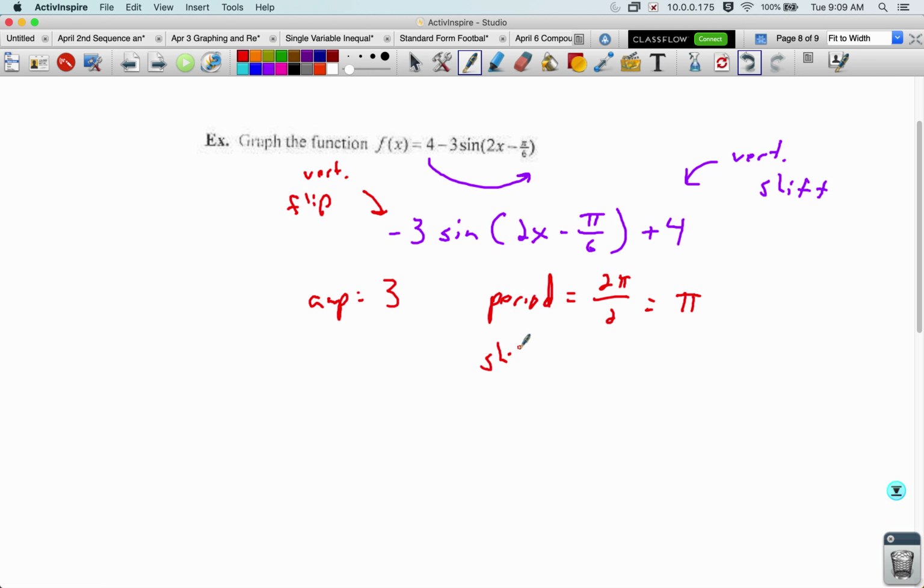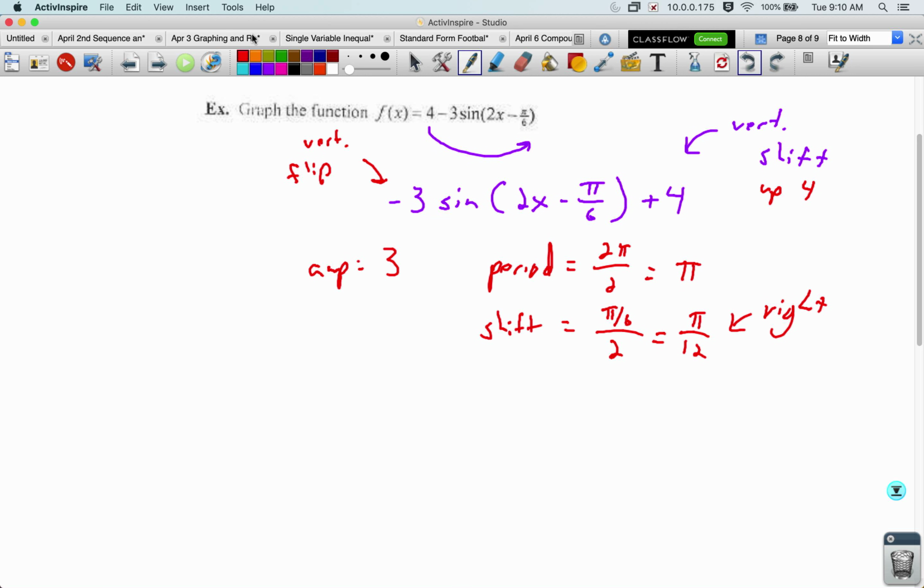Let's find the shift. It's c over b, so it's pi over 6 over 2. Notice I didn't bring the negative with. I always flip for that, what I call h value. Copy, flip, and this becomes pi over 12. And I'm going to specifically say that's to the right. And we've got a vertical shift. We'll say it's up 4. Anything else we need here?